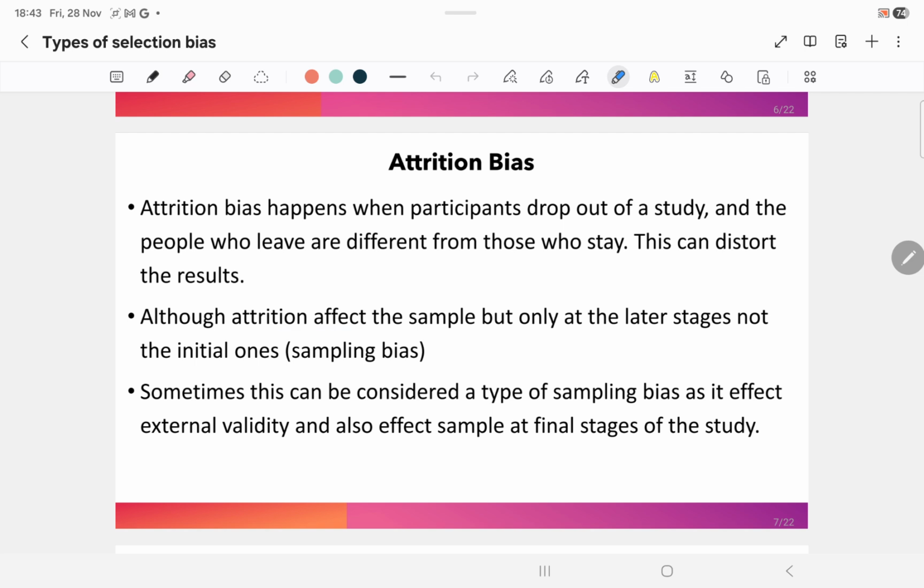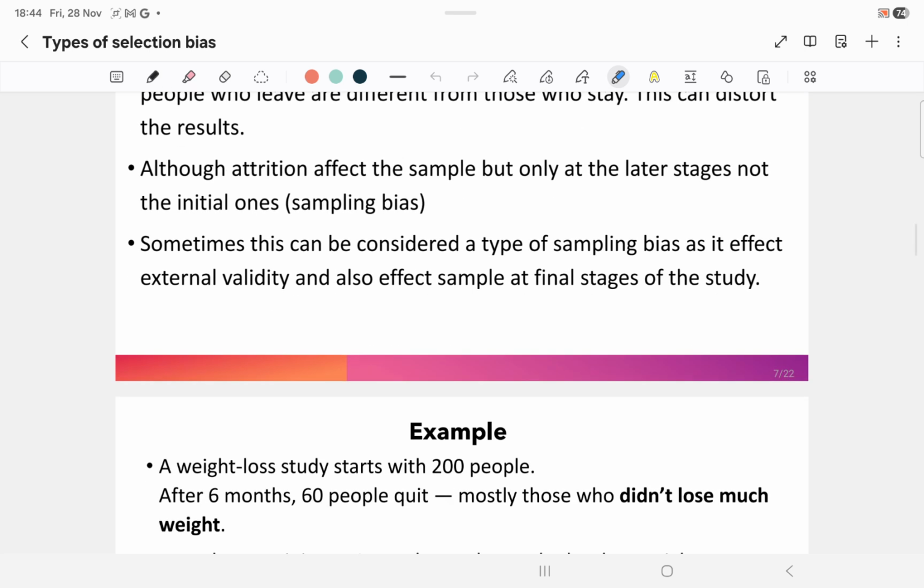It is not a type of sampling bias, but sometimes it is considered a type of sampling bias as well because it affects the external validity and also affects the sample at the final stages of the study. So you might ask why I am saying both things together. Actually it is not a sampling bias, for the reason I have told you, but sometimes there are questions which consider it as a sampling bias. So if you don't find any appropriate choice, keep in mind that sometimes it is considered a sampling bias, although it is a kind of selection bias.